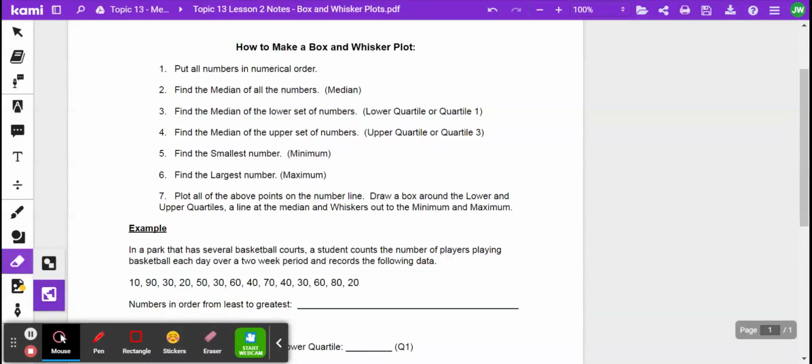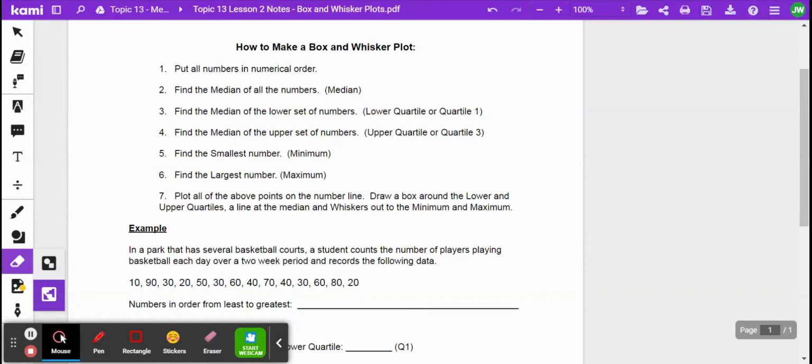Hello, welcome back. We're on lesson 2 of topic 13, which is how to make a box and whisker plot. We need to identify certain points, and these are the steps that you would probably want to follow. The first step you definitely want to do is to put all your data in order from least to greatest. So we go ahead and do that first.